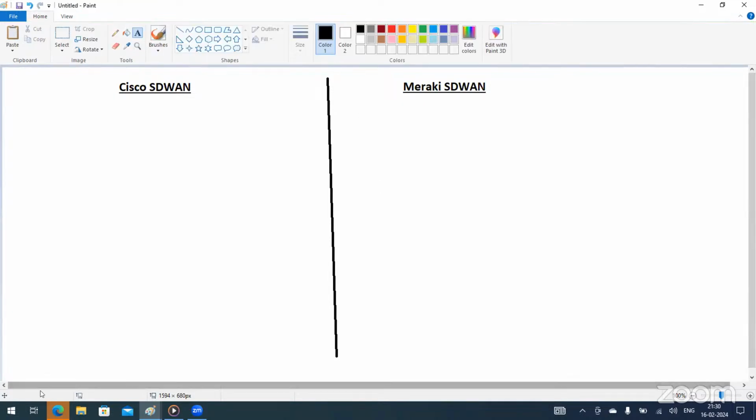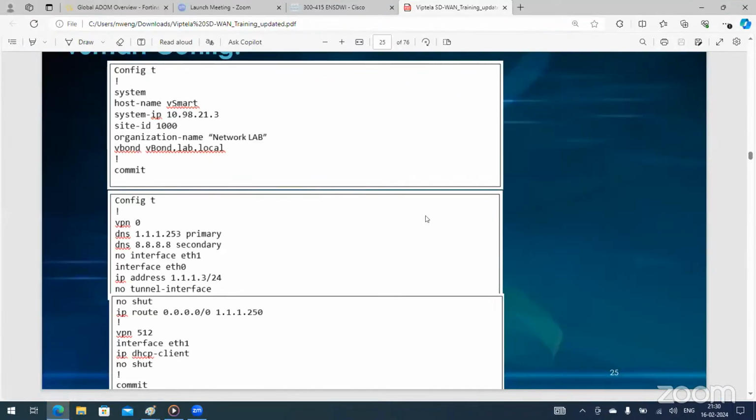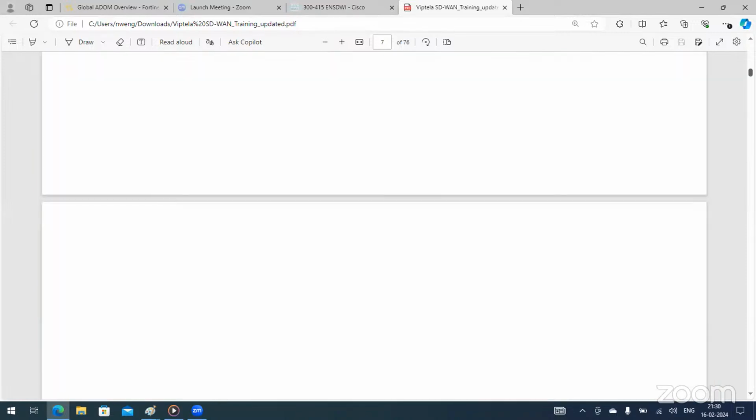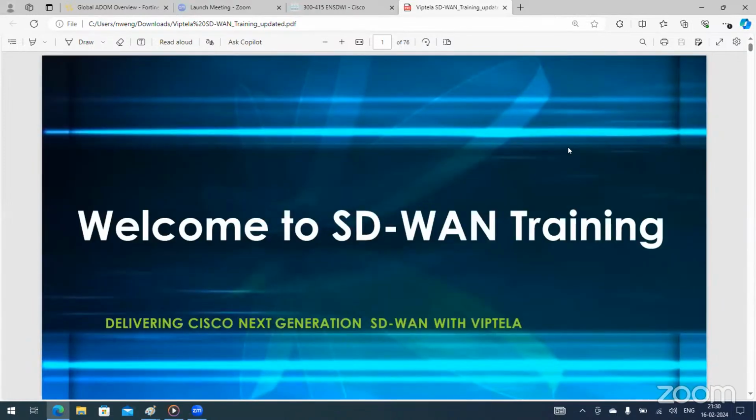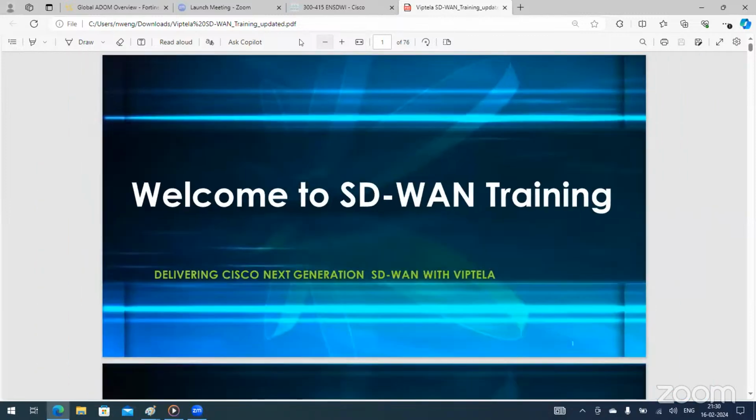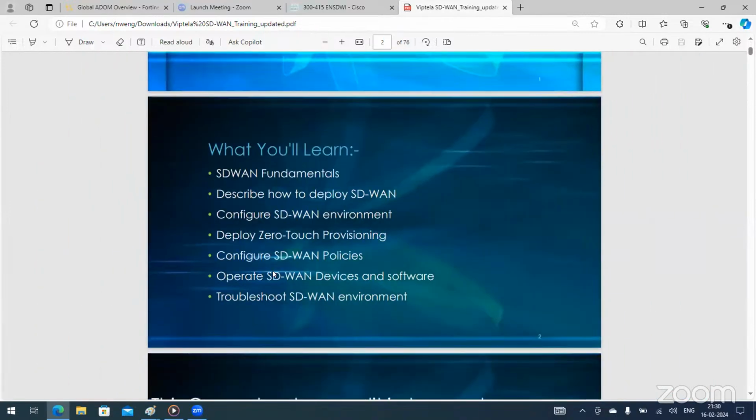Before I come to this, same situation with me also. Yeah, good. I do have exposure to Meraki as well. But before I jump on to compare the differences, here I have this notes document.